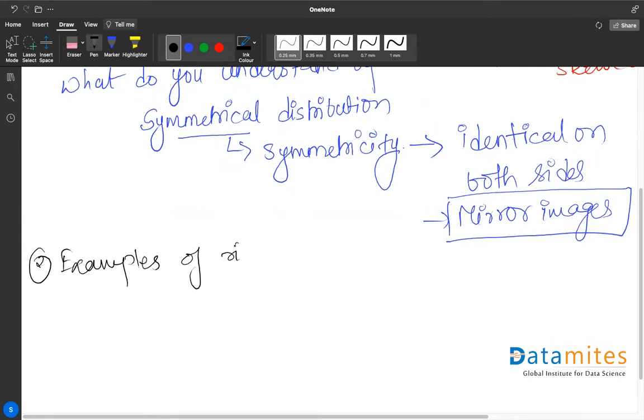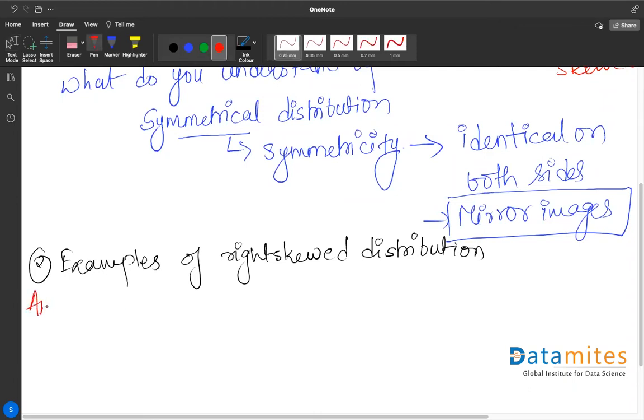Okay. So I have got answers for this. First, let me write it down. Salaries in the organization. Okay. So for this, the answer is salaries in the organization.